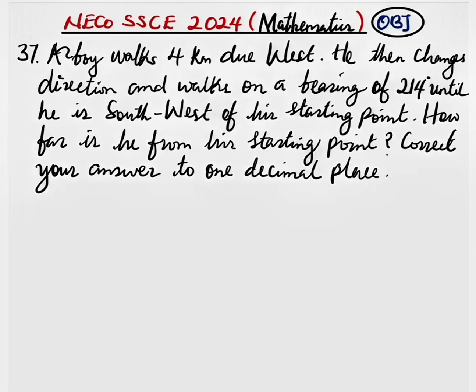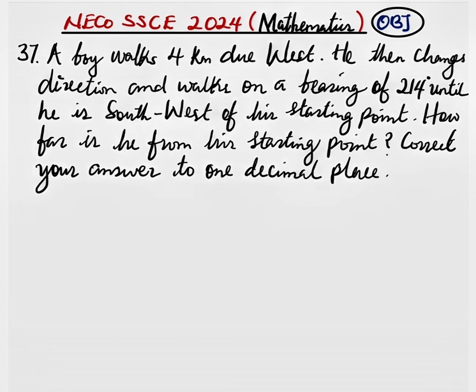Let us consider question number 37 of NECO SSCE 2024 Mathematics Objective Past question. It reads, a boy walks 4 kilometers due west. He then changes direction and walks on a bearing of 214 degrees until he is southwest of his starting point. How far is he from his starting point? Correct your answer to 1 decimal, please.